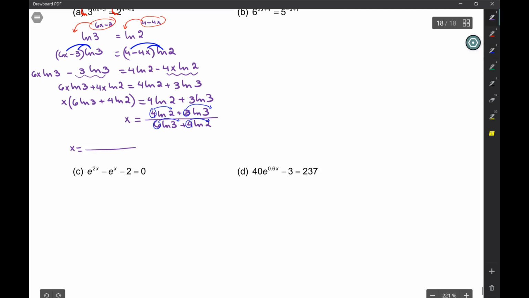So it's going to be on top, ln of 2 to the 4 times 3 cubed. Does that make sense from the lesson before? I have ln of 2 to the 4 plus ln of 3 cubed, but it combines as ln of a times b. On the bottom, I have ln of 3 to the 6 times 2 to the 4. So this is ln of 432 over ln of, how much is 3 to the 6 times 2 to the 4?